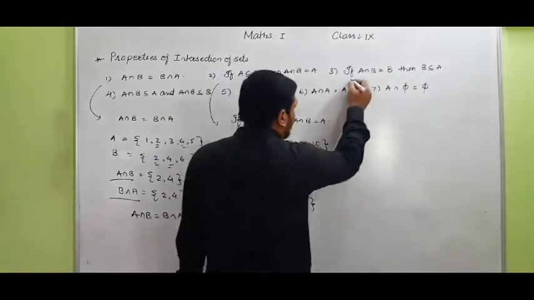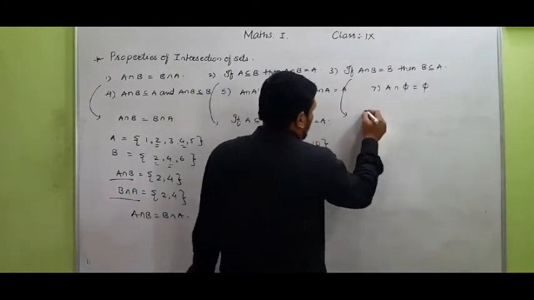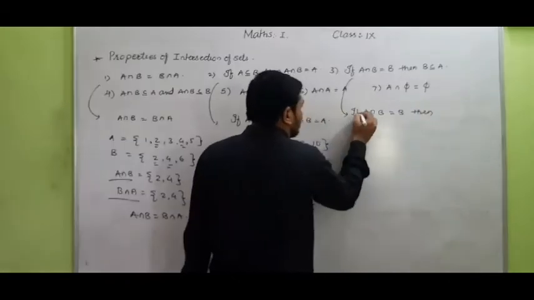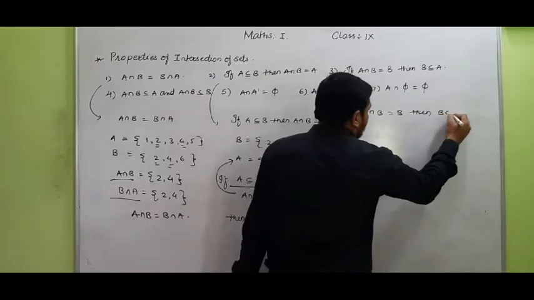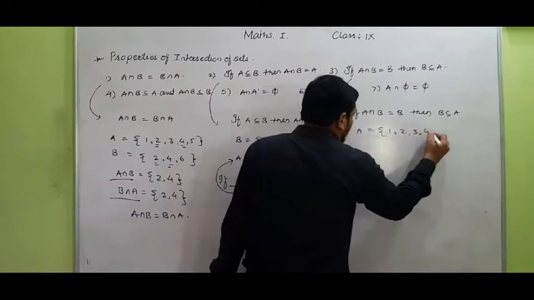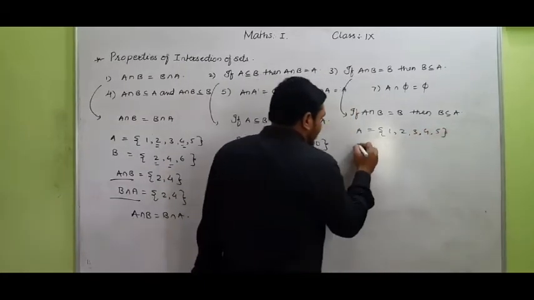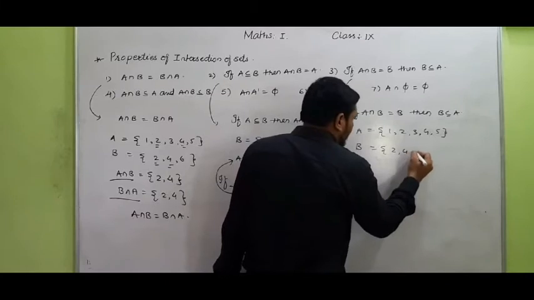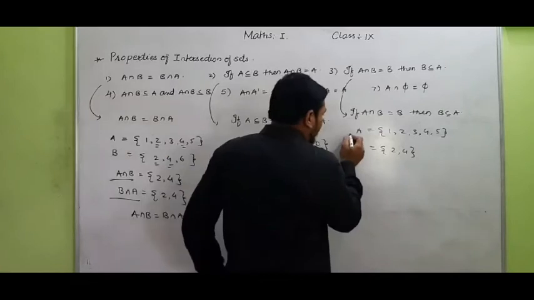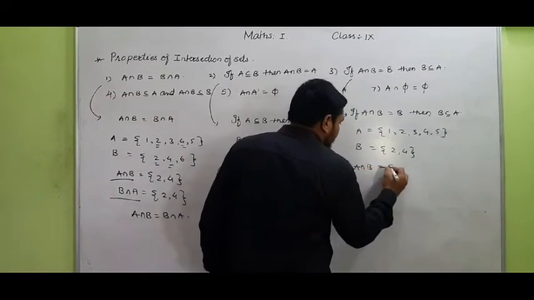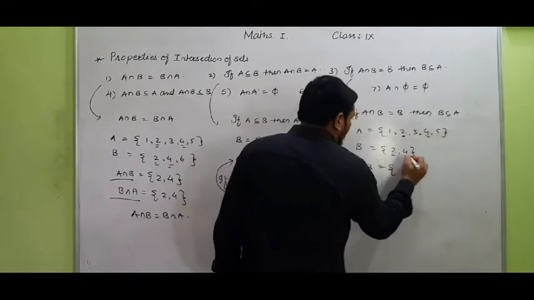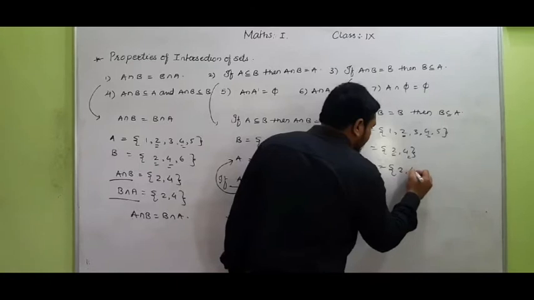Now students, we will take the third property, that is if A intersection B is equal to B, then B is a subset of A. We will take one set A which contains the elements 1, 2, 3, 4, 5. And now we will take set B as 2, 4, the set of even numbers. Now we will write A intersection B. This A intersection B will contain all the elements which are common in both sets. So 2 and 4 are common in both sets. That is why we will write 2 and 4 here.